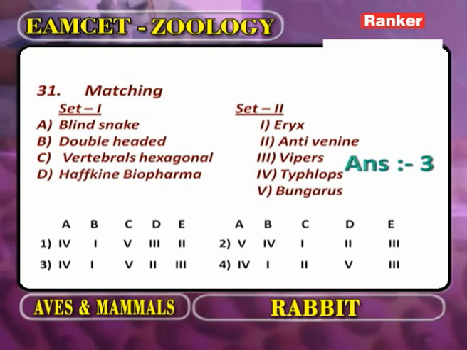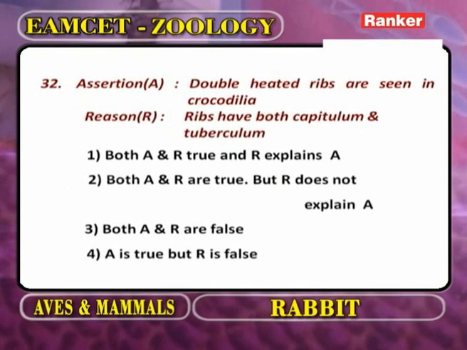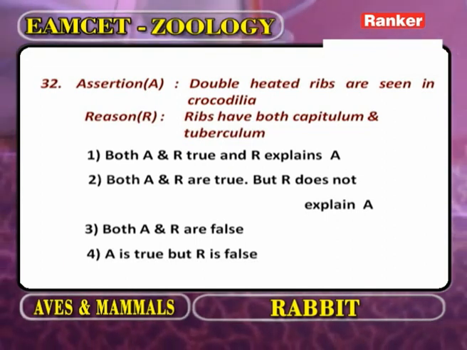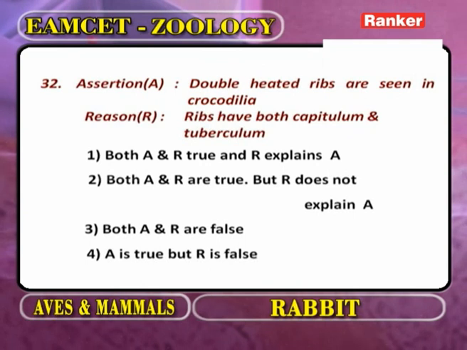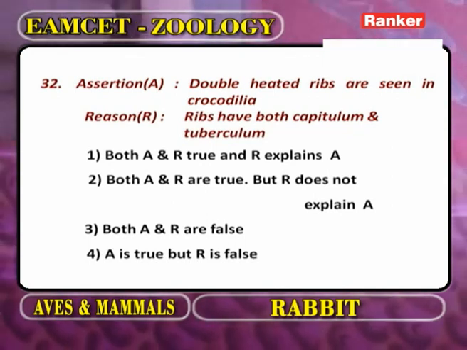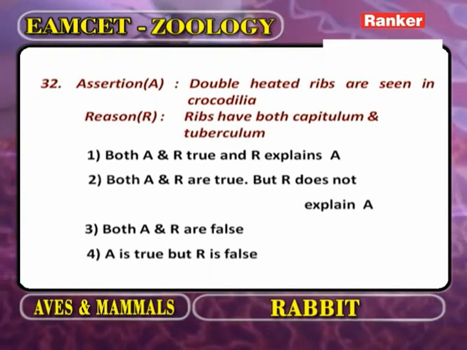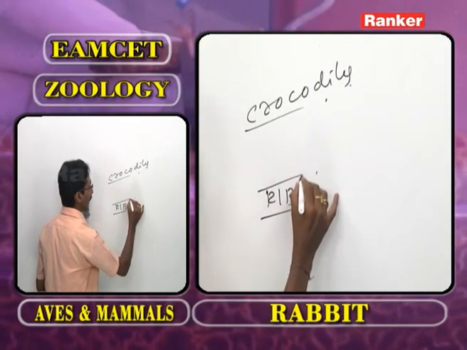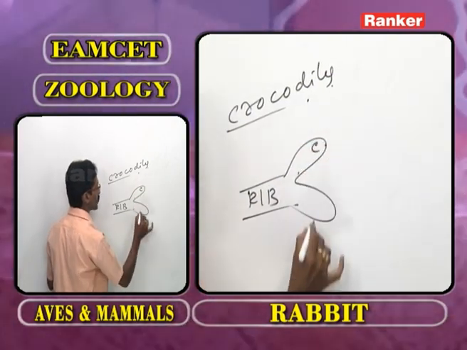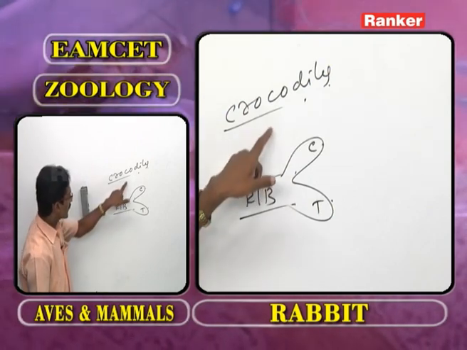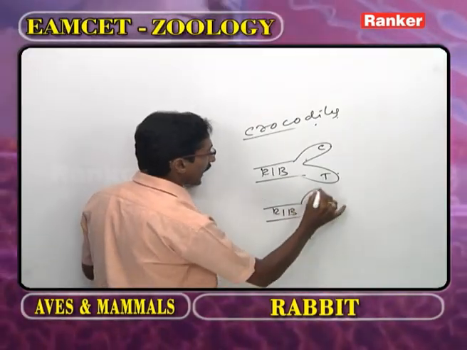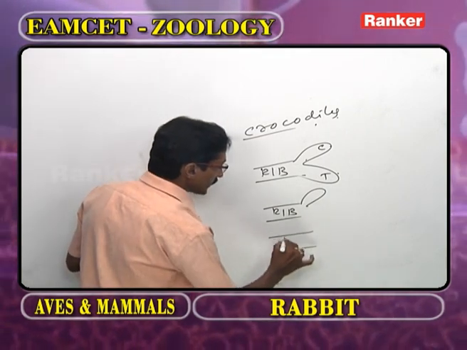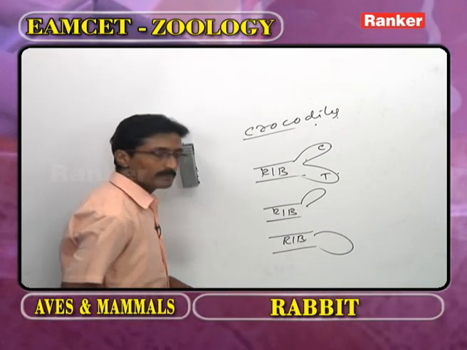Assertion. Double-headed ribs are seen in Crocodilia. You have to observe the question. Now as we observe the reptiles, one option is the crocodiles. In the crocodiles, as we observe the ribs, the rib has two heads. One we call the capitulum, one we call the tuberculum. But in the remaining reptiles, the rib may have either the capitulum or the tuberculum. If both the heads are present, it is a double-headed rib. If only one head is present, that is called a single-headed rib.